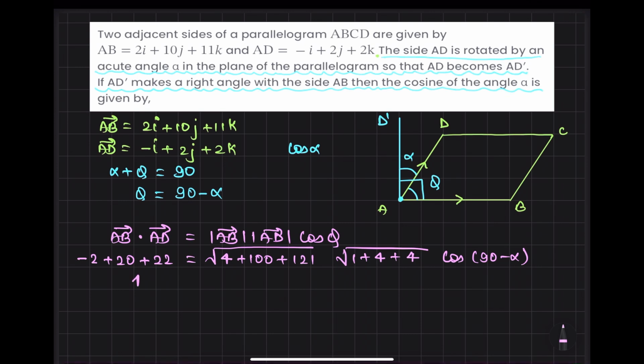Okay, now look at this. So here we will be writing 40. Now this thing will become what? 125. This thing will get clubbed, will become 225. So 225 means what? 15 squared. So here 15. Here it is 9, so it will become 3. And we have cos, and cos of 90 minus alpha will become what? Sin alpha.